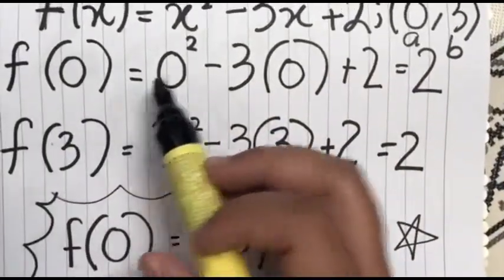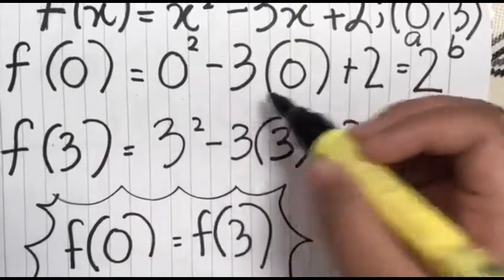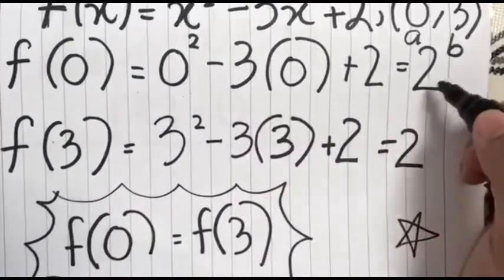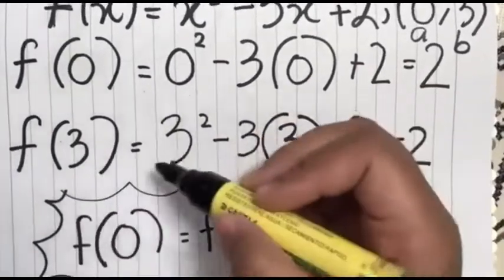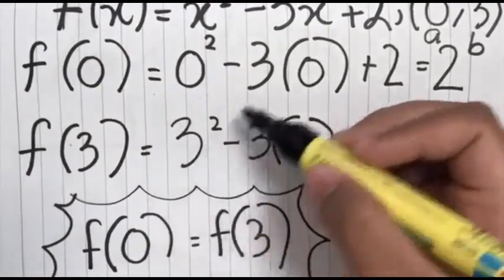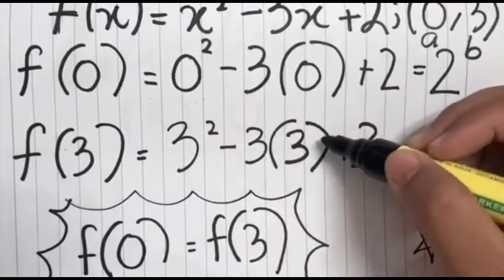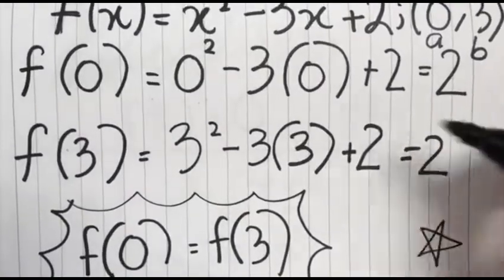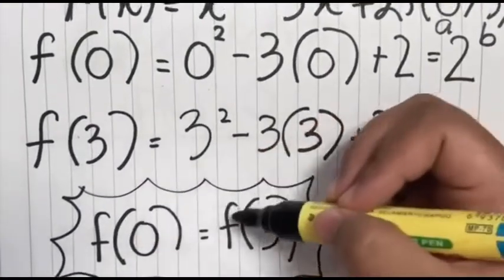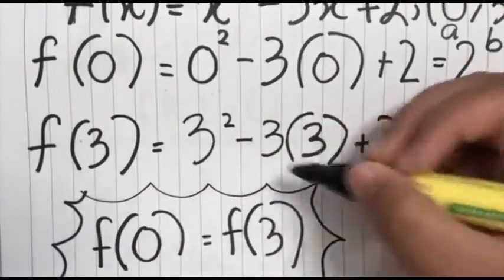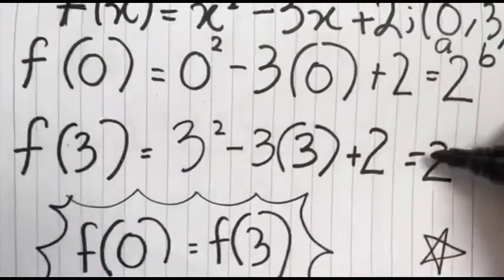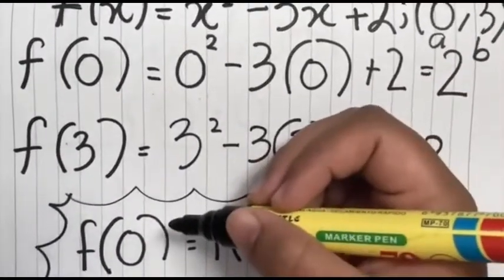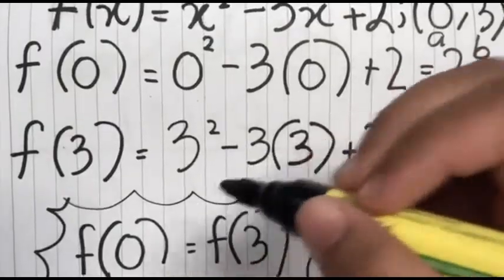f(0) = 0 − 3 × 0 + 2 = 2. And f(3) = 3² − 3 × 3 + 2 = 2. So f(0) and f(3) have the same value, which is 2. So the first condition is shown.